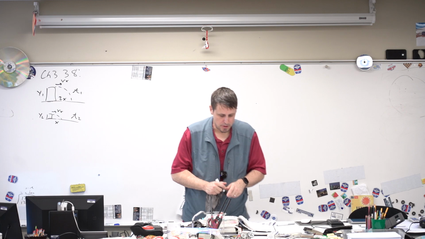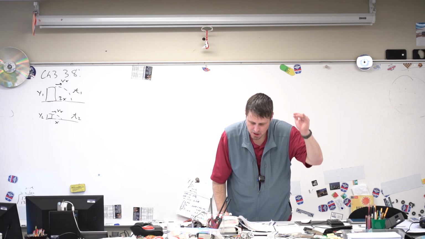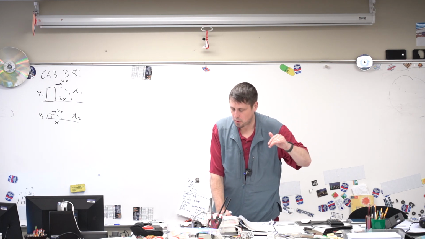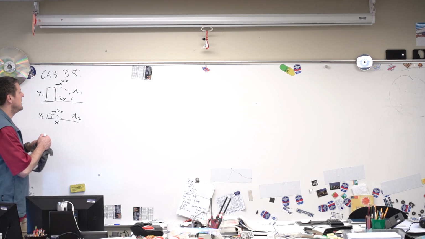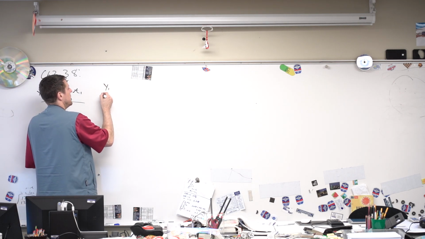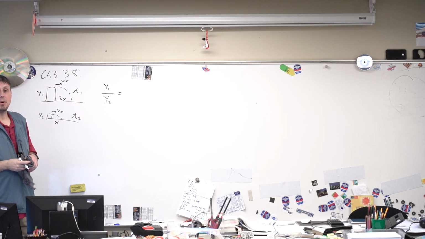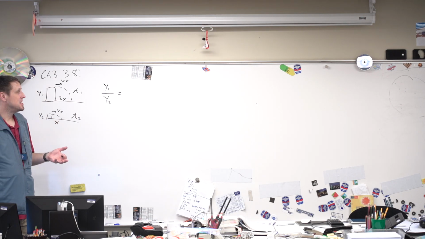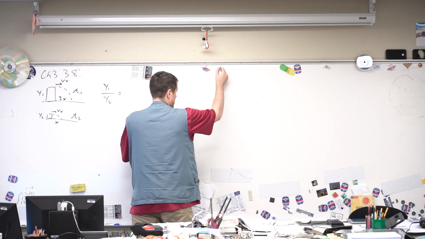Now I'm going to keep reading. It says, find the ratio of the height of the taller building to the height of the shorter building. So we are looking at this one, the ratio of this one to this one. So I am going to write y1 over y2. That's what I'm trying to figure out. So I need an equation for displacement. So how am I going to figure out which equation to use? I'm just going to do this over here.